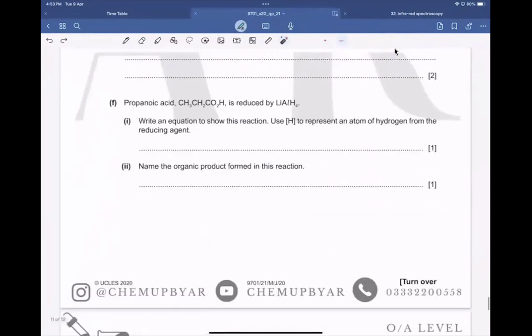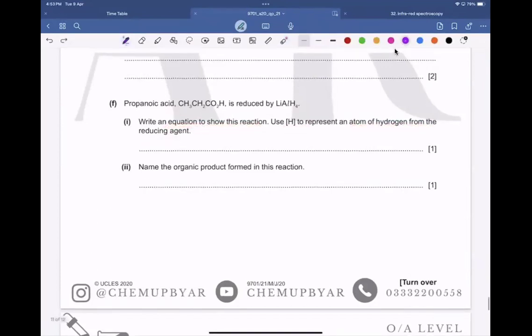Okay. Propanoic acid is reduced by LiAlH4. Write an equation to show the reaction. Use hydrogen to represent an atom of hydrogen. So see, it would be written like this. CH3. On reducing a carboxylic acid, what product will we get? Yes, we will get an alcohol, a primary alcohol, right?